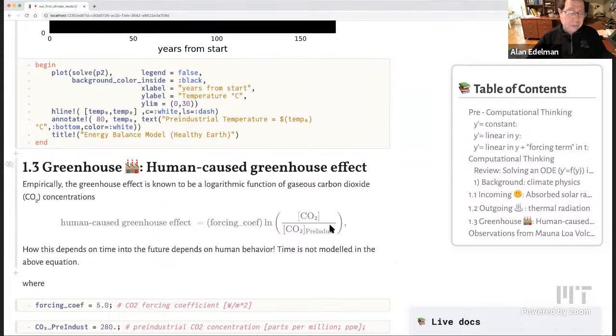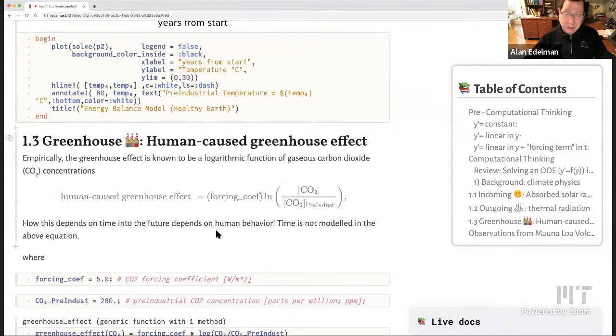In fact, how this is going to go is going to depend on the future of human behavior, right? We don't know what humans are going to do. We don't know whether people are going to stop putting carbon dioxide in the air, or they're going to increase it at a faster rate. So this is something that we can model with any prediction you want, but this is a physical effect that is known. The time's not modeled in the above. It's just the human-caused greenhouse effect will be this.